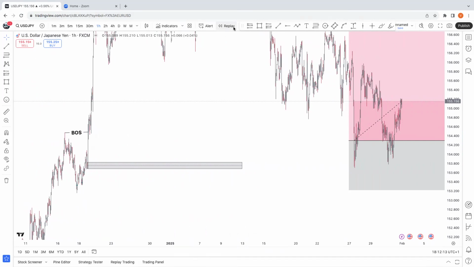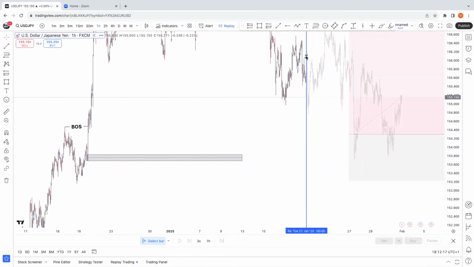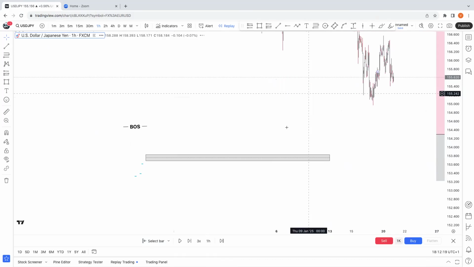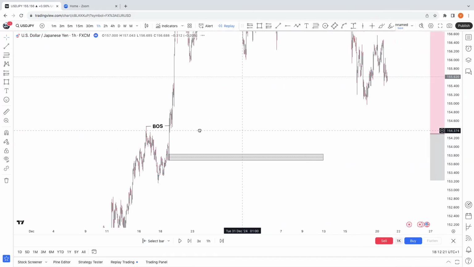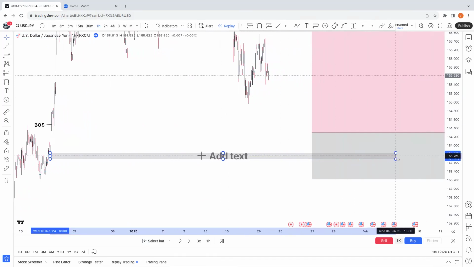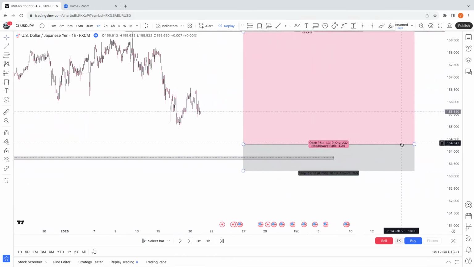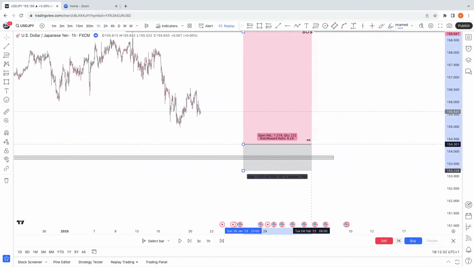So let me try to cut price from somewhere here, and then I'll drag these all the way here, right? So you can see how tiny our 1 hour demand zone is compared to the wide demand zone we had on the 24-hour, right?